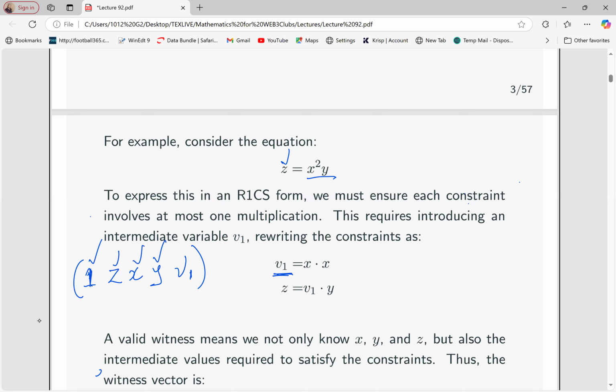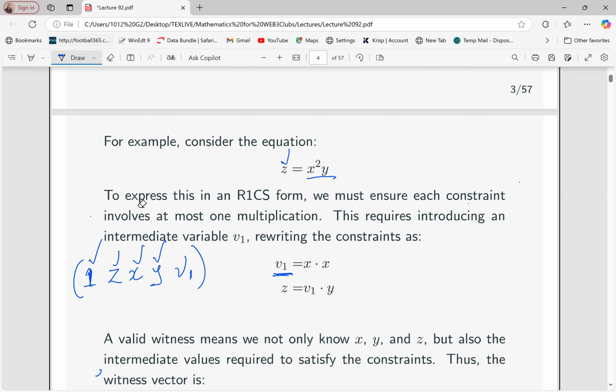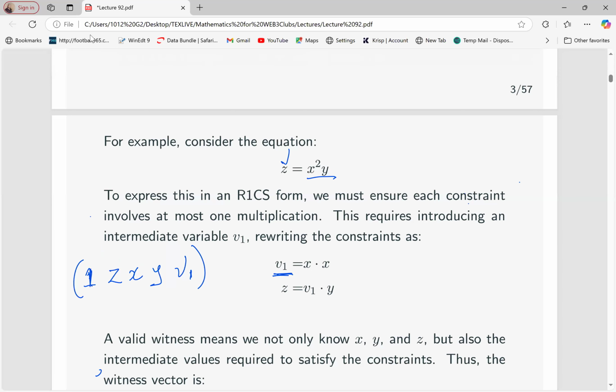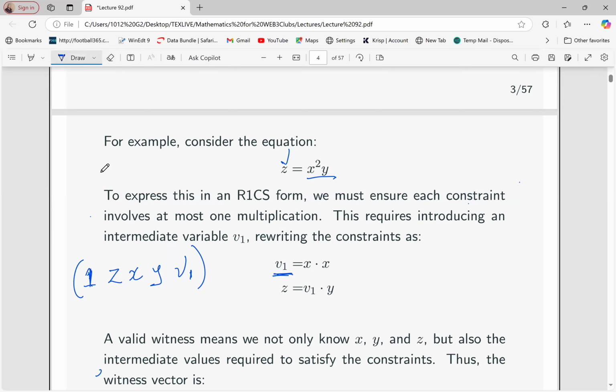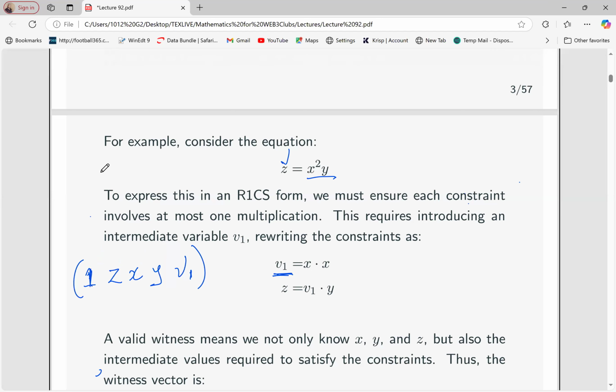So this is our witness. Our witness is 1, Z, X, Y, V1. So what if somebody claimed to know what Z is? This person is supposed to prove to us that he knows by giving us a value of Z, not the real value, any value of Z, and then give us an X, give us a Y, then give us an intermediate value.